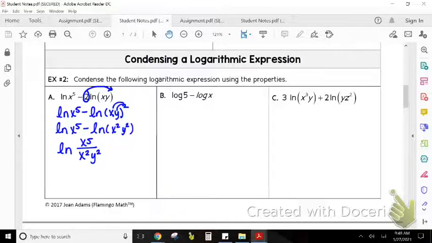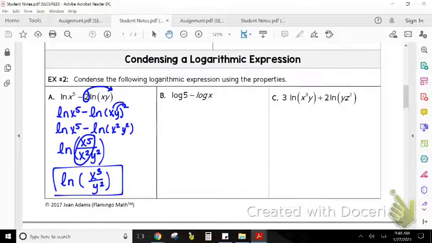But on this one, we can still reduce what we're taking the natural log of there, because we have an x in the numerator and the denominator. So we're going to get the natural log of x to the 5th divided by x squared is x cubed, and we still have that y squared on bottom.